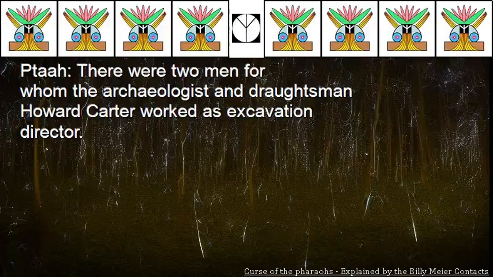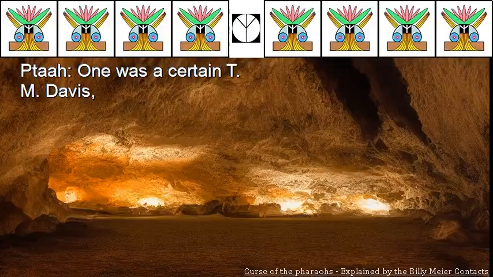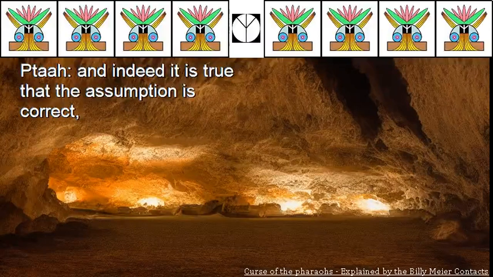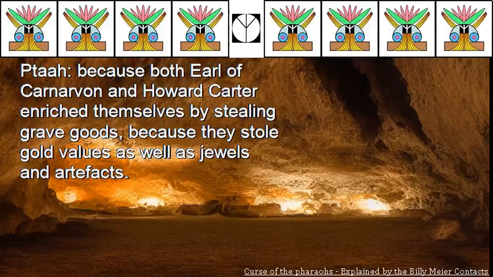There were two men for whom the archaeologist and draftsman Howard Carter worked as excavation director. One was a certain T.M. Davis, and the actual sponsor was a certain G.E. Earl of Carnarvon, and indeed it is true that the assumption is correct, because both Earl of Carnarvon and Howard Carter enriched themselves by stealing grave goods, because they stole gold values as well as jewels and artifacts.